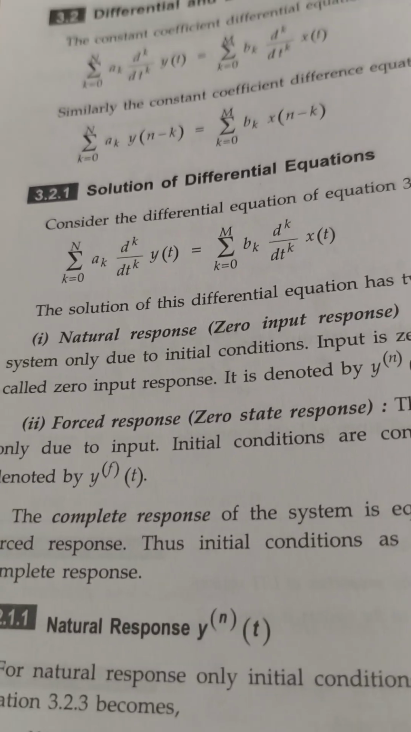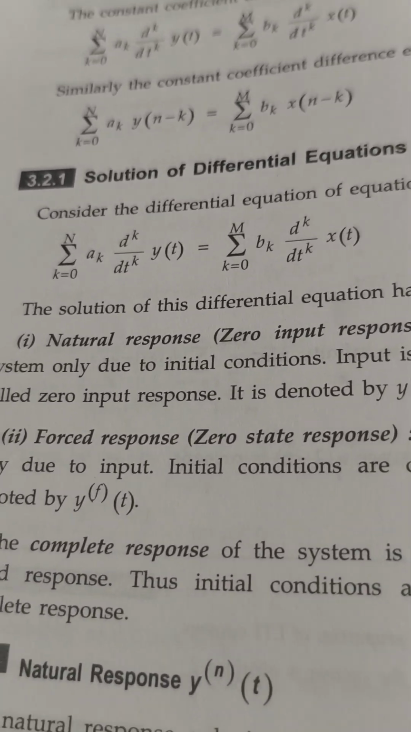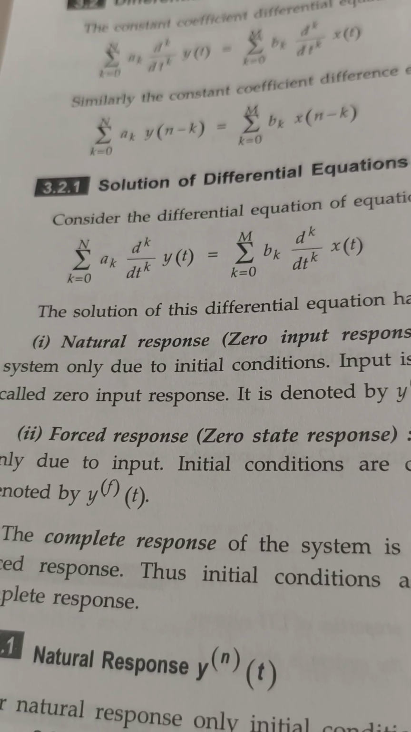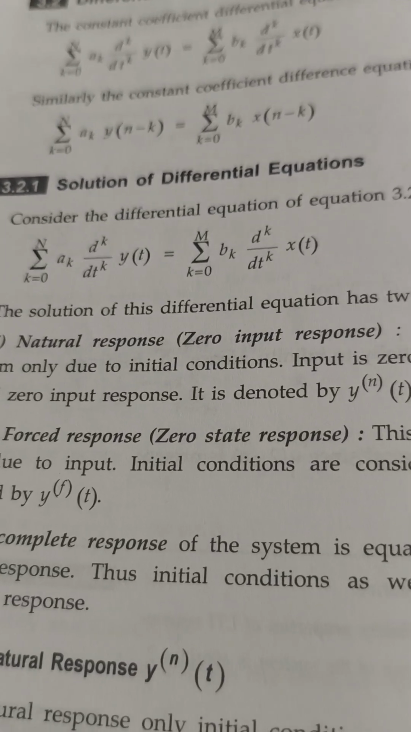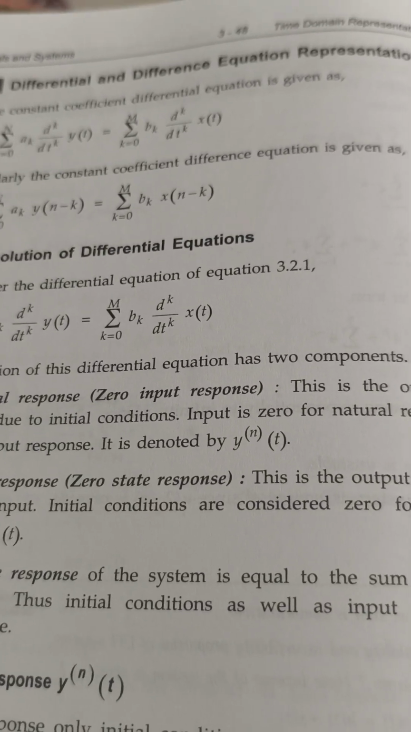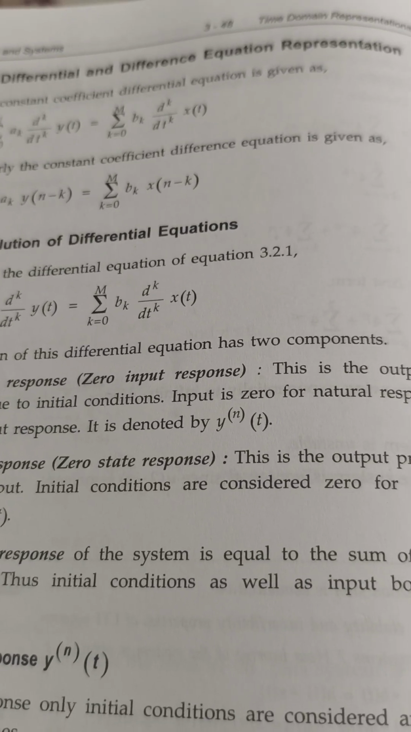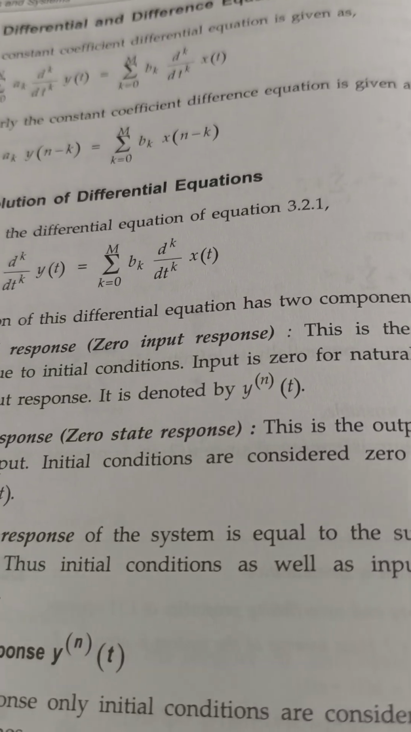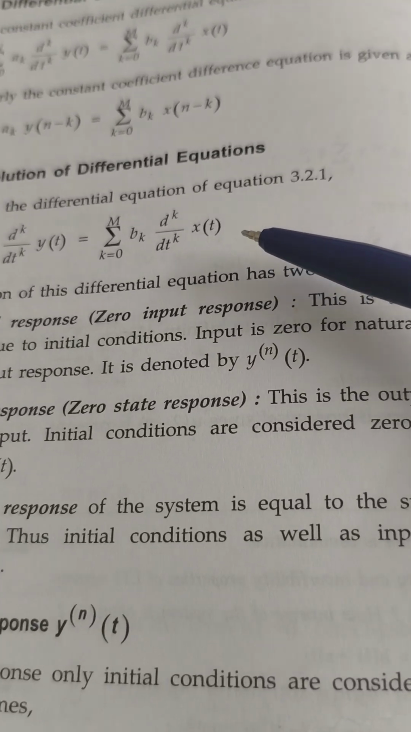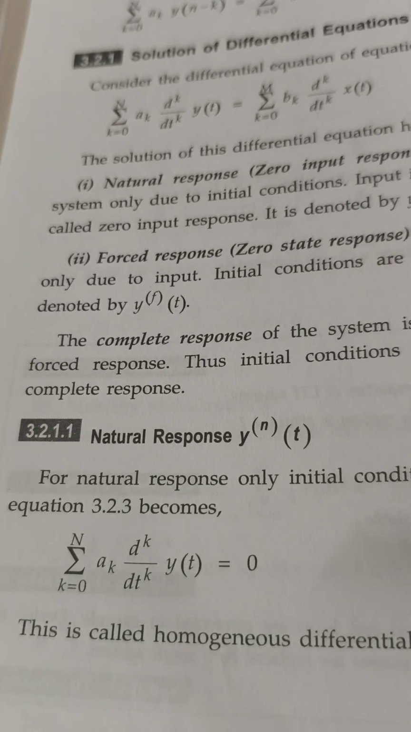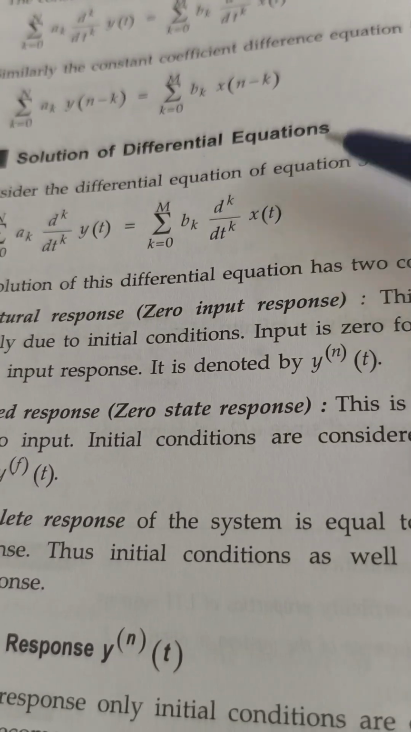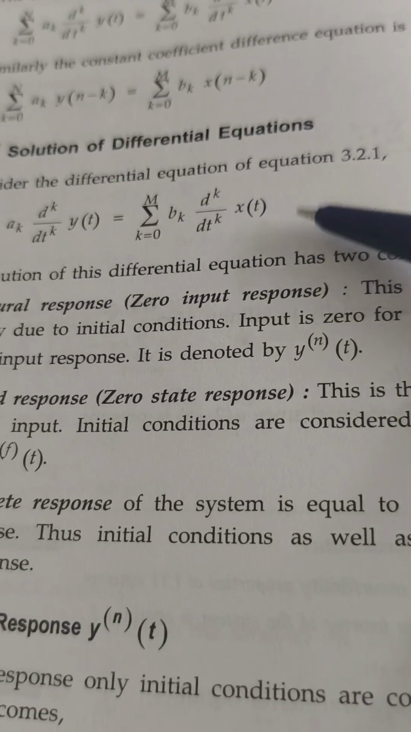Here, but what is this equation? Summation of k equal to 0 to n, ak d raised to k by dt raised to k of y of t, equal to summation of k equal to 0 to m, bk d raised to k by dt raised to k of x of t. Here x of t is the input. This we will consider as 0 while finding the natural response. Therefore, when we consider this as 0, this whole term becomes 0.